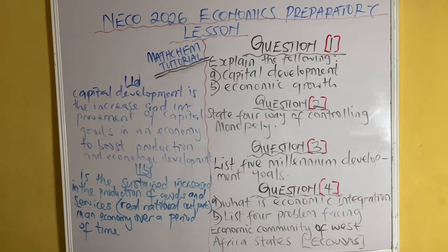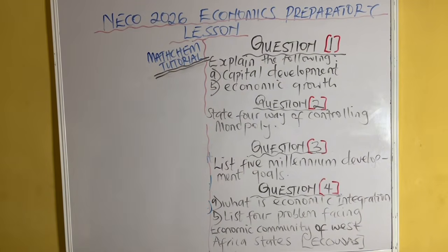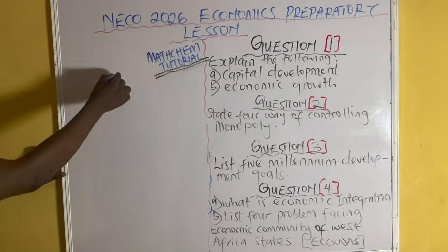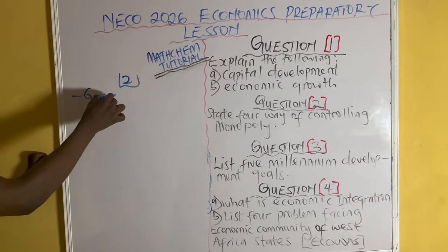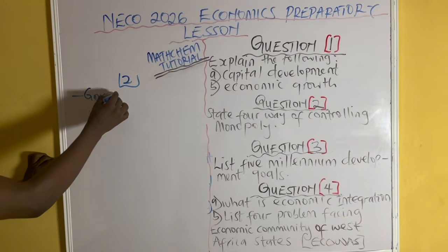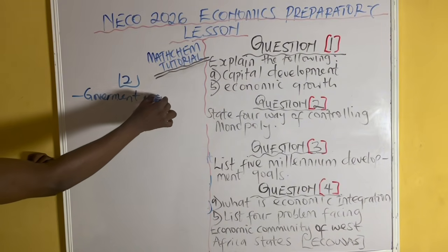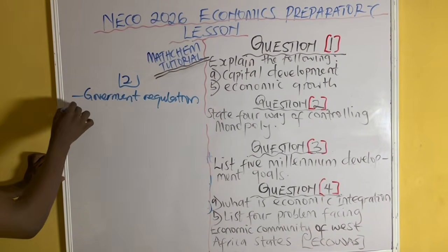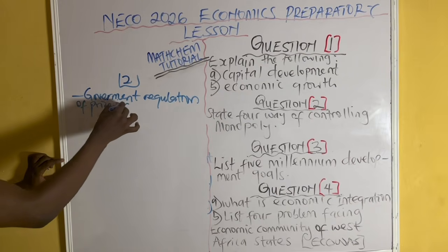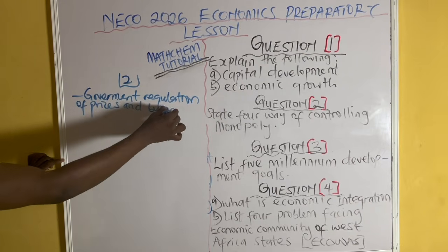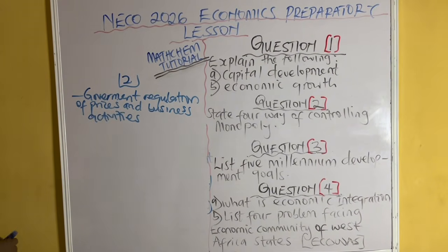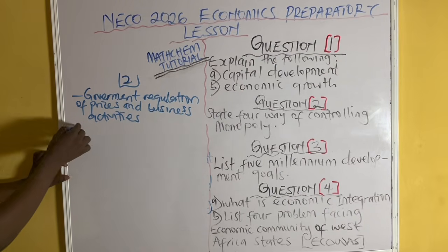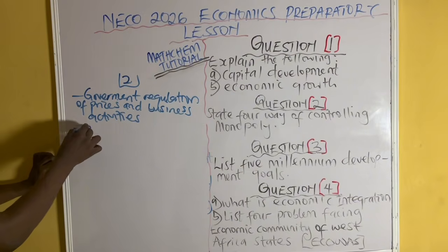Now let's move to question number 2. Question number 2 says, state 4 ways of controlling monopoly. So the 4 ways of controlling monopoly: number 1, government regulation of prices and business activity. So that's the first way of controlling monopoly. Government should regulate the prices and business activity.